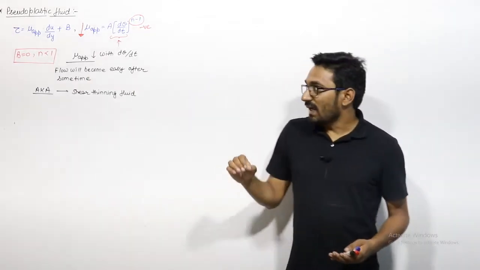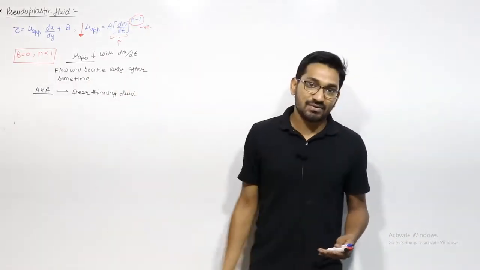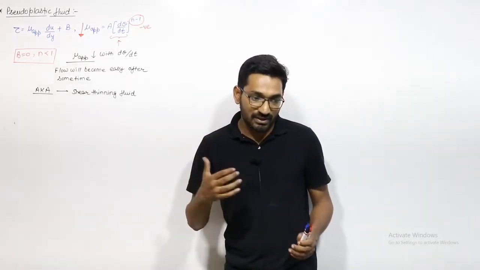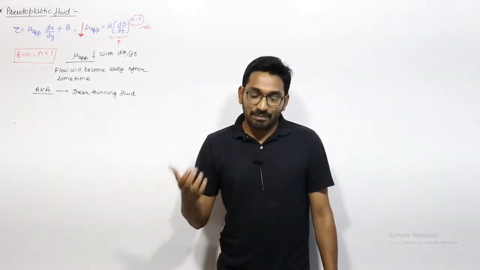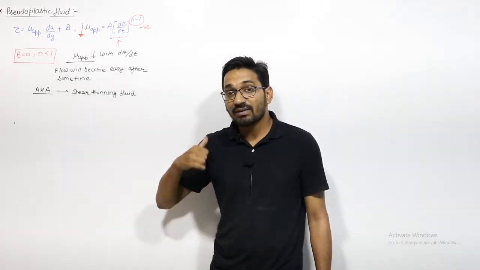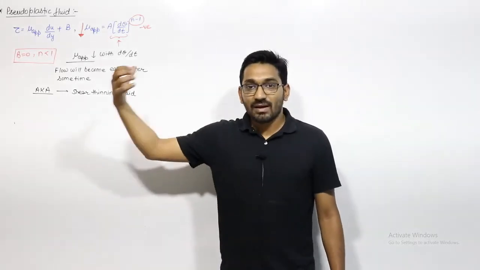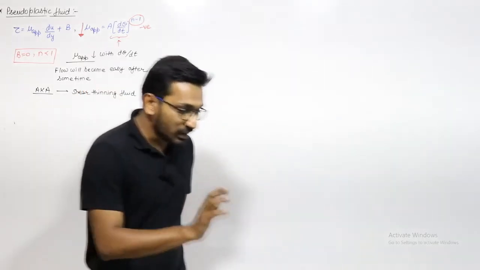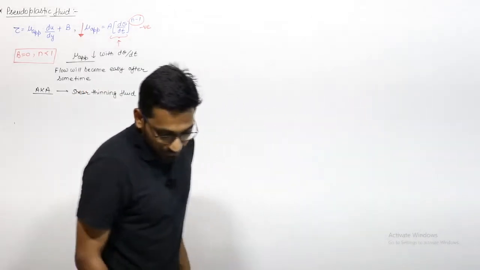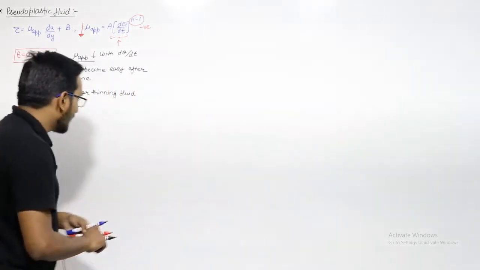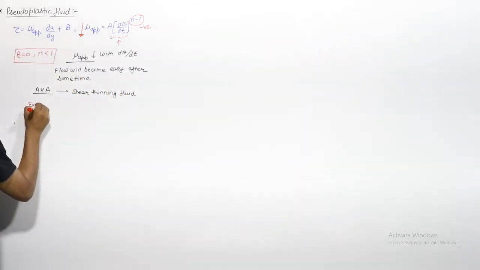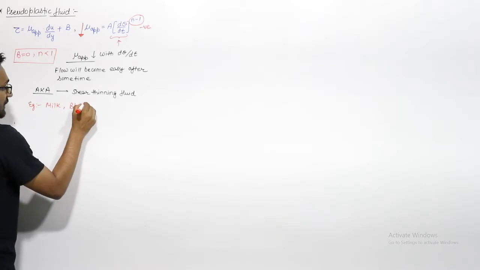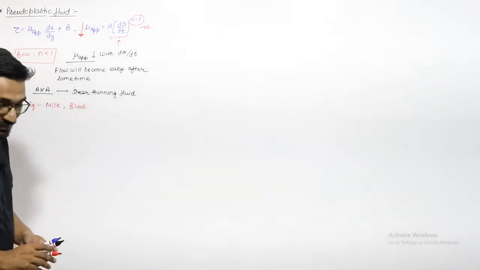So I can say that a fluid is said to be a pseudoplastic fluid if its apparent viscosity is decreasing with the flow, or you can say with the rate of shear strain or the rate of angular deformation. This is known as pseudoplastic fluid. Examples of pseudoplastic fluid are milk and blood.